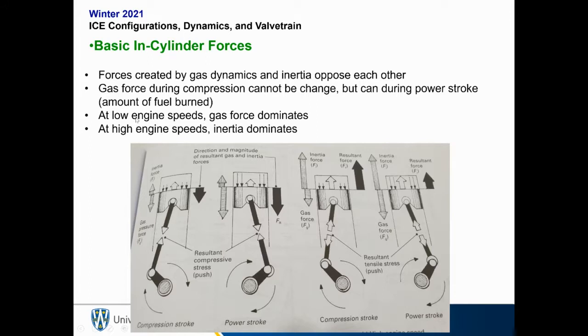So the main thing to take away from here: we have gas force and inertial forces. At low engine speed, gas dominates. At high engine speed, inertial dominates. And gas and inertial forces oppose each other.